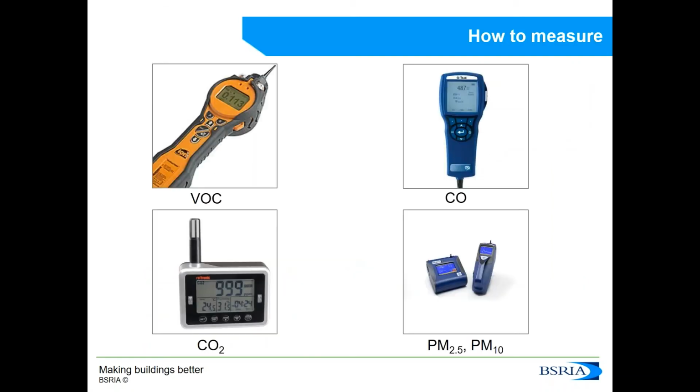And finally, here you can see some instrumentation to measure particles, to measure gases, for example, CO, CO2, VOCs. Some of these instruments also offer temperature and humidity. But what I'm trying to illustrate here is that most gases can be measured with PID instrumentation, photoionization instrumentation.